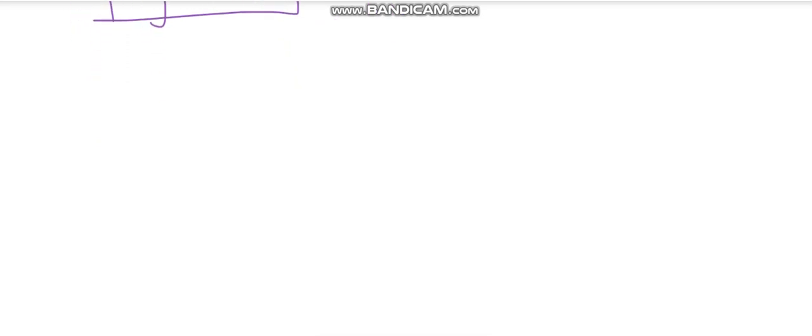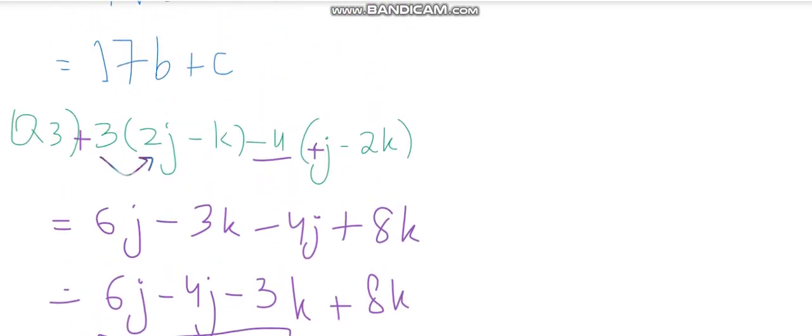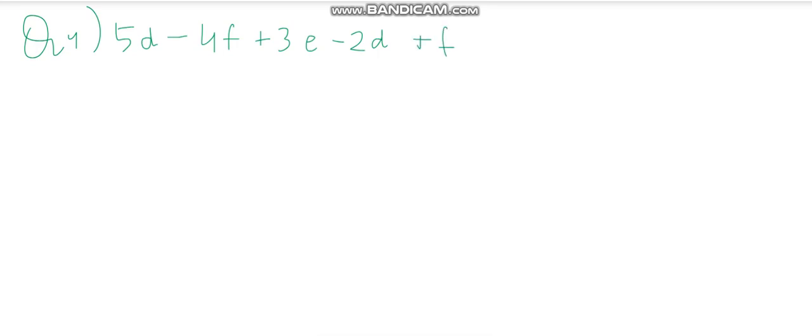Let's move on to the next question, question number 4, and I think that will be the last question. So let's take an easier one this time, in fact, one with many terms. So 5d minus 4f plus 3e minus 2d plus f minus 2.